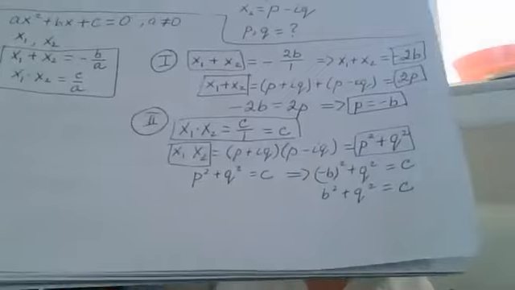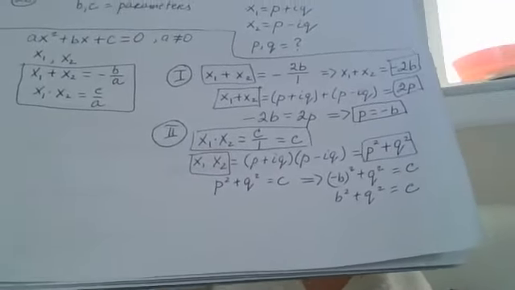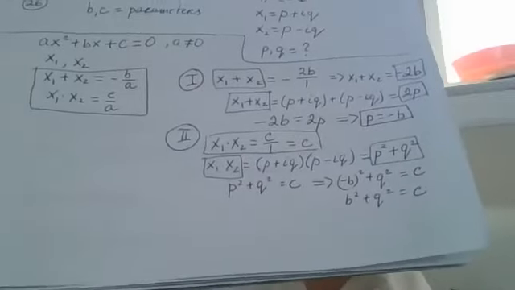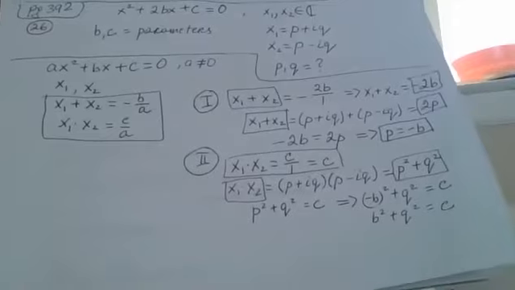And I'm getting a quite simple equation with q as an unknown, because b and c are parameters given in this problem. So we need to treat them as we would treat regular numbers. I'm going to move b squared to the other side. So I'm getting q squared equals c minus b squared.